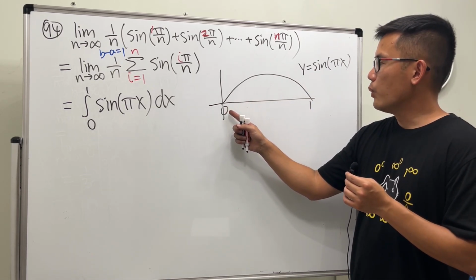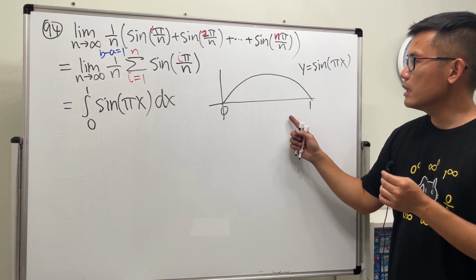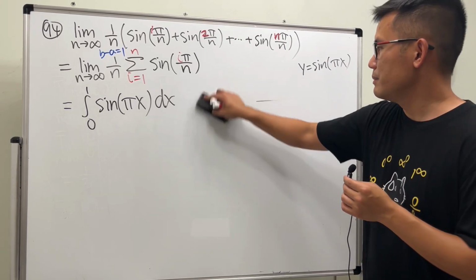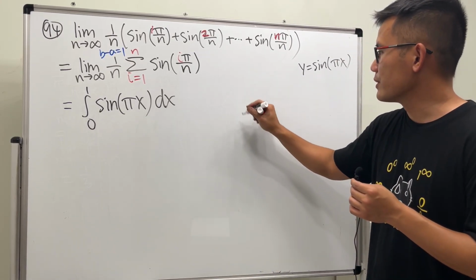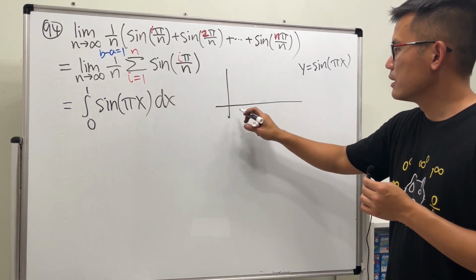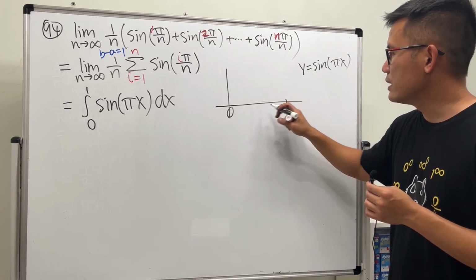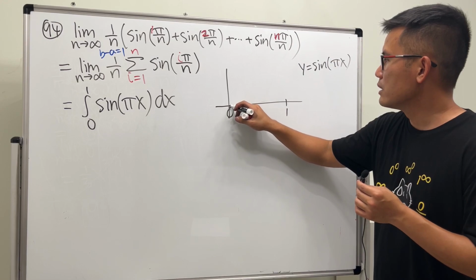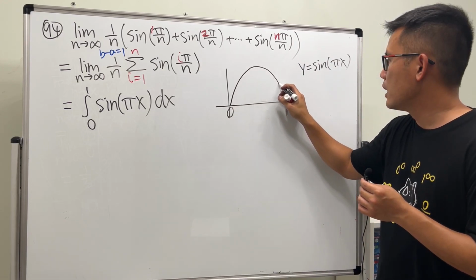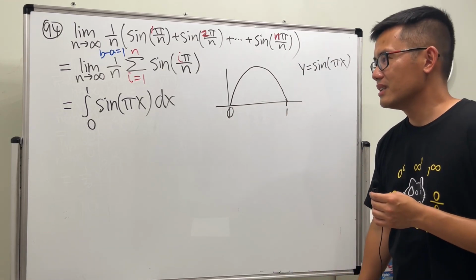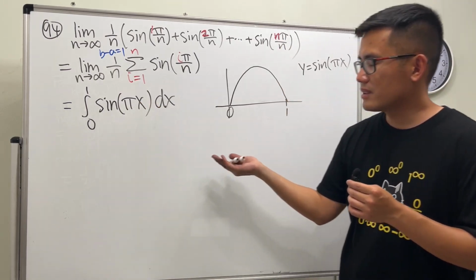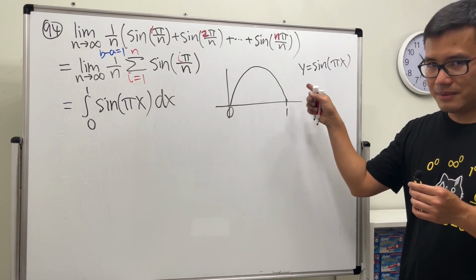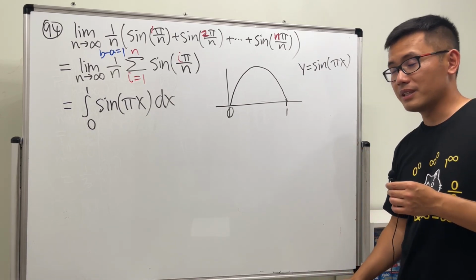Okay, we want to have... oh, the picture is wrong. Let me try to draw it slightly more realistic. Because this is 0, let's say this is 1, and when x is 1 over 2, you get sine of pi over 2, which is 1. Doesn't matter. Trust the computation, all that stuff.